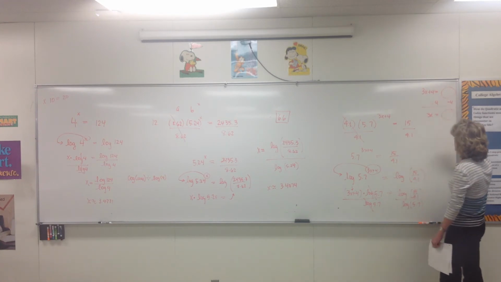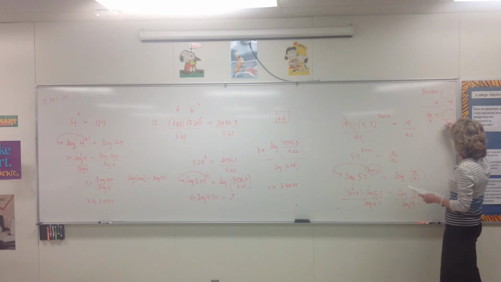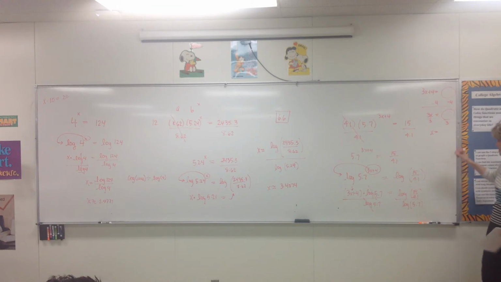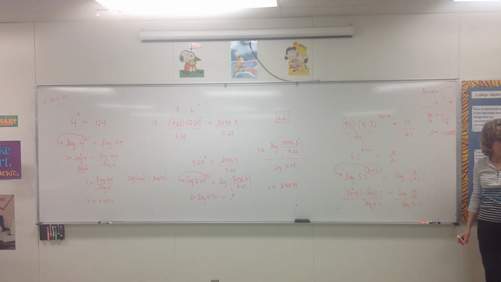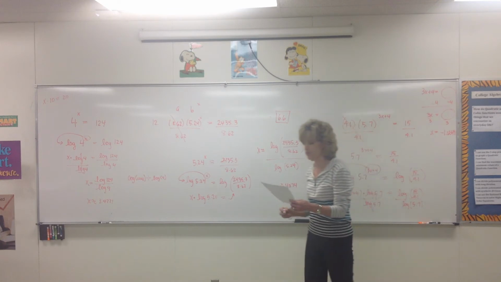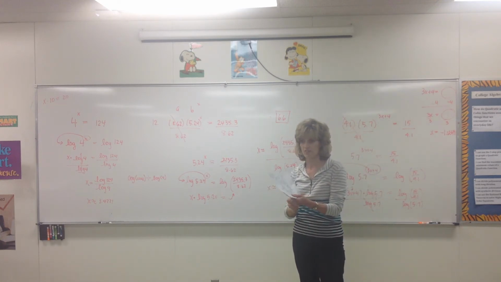3x is equal to some number. And then when you divide both sides by 3, what does x equal? -1.0849. That's it. Negative 1.0849. Did you agree? Okay? Okay. Finish number 14. Look at it for a minute.